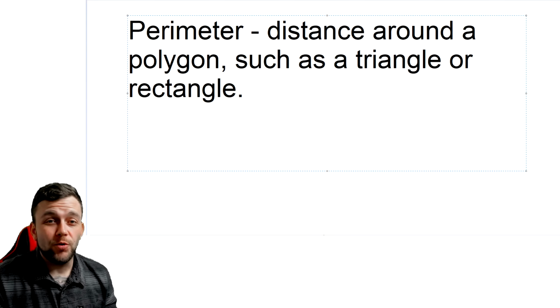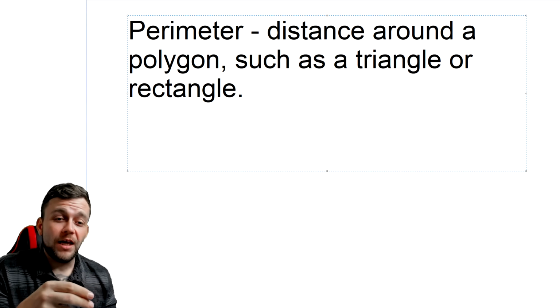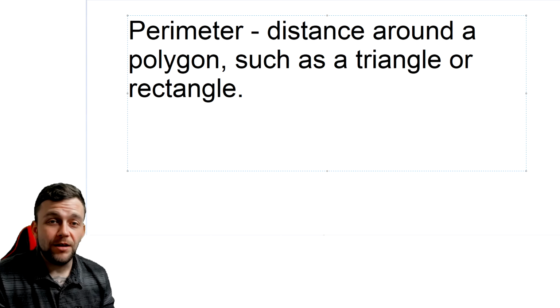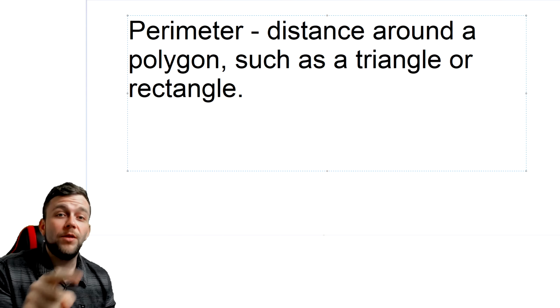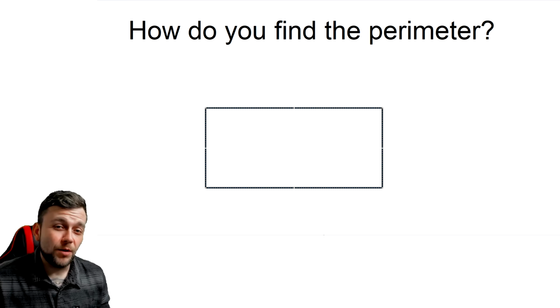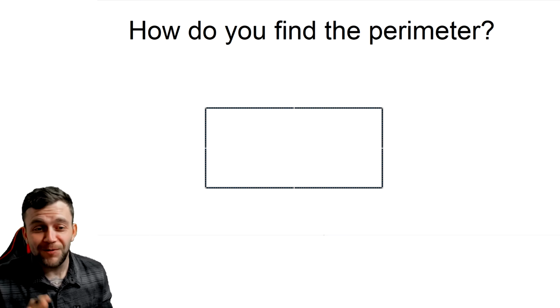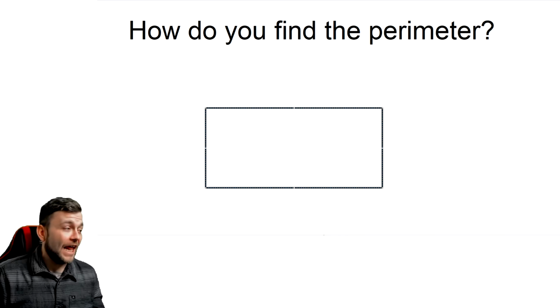So if I told you to go walk the perimeter of your apartment or your house, you are walking outside, around the edge of it. And you have to calculate or find the distance of the perimeter. So it's just length around the outside of a polygon. How do you find the perimeter of this rectangle? Well, it doesn't have any lengths yet, so I'm going to go ahead and add some in.